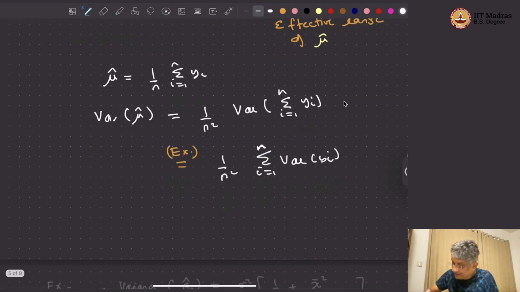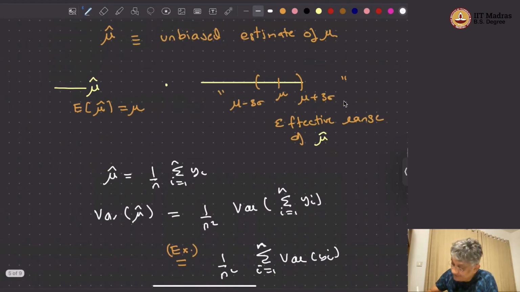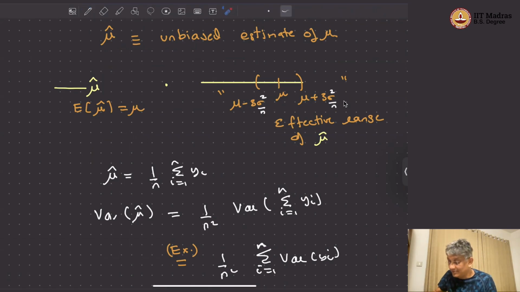Once I do this, then I'm in business, because this is just 1 over n squared times sigma squared times n, and that's sigma squared over n. So that's the variance of mu hat. The true mean is mu, and the variance is sigma squared by n. Now you can immediately see how good the estimate is, because as n gets larger and larger, this interval is going to get smaller and smaller. So for a larger sample size, the variance is going to get smaller. This is called variance reduction, which I'll summarize next.